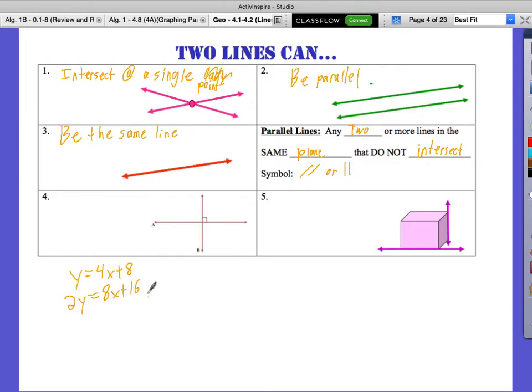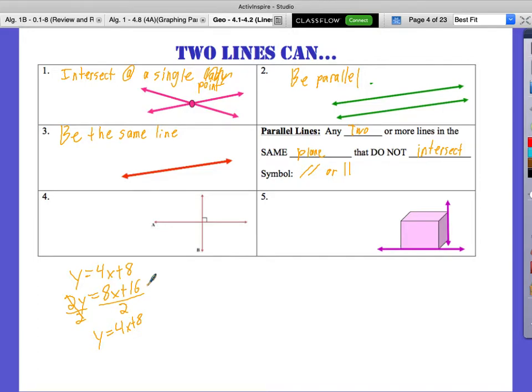Now, at first glance, those look different, right? Yep. Okay? But if we take this second equation and we divide both sides by 2, and we know by the rules of mathematics that if we divide both sides by 2, we're still okay. And you could get y equals 4x plus 8. So it's really the same. It just kind of disguises itself at first. So that's how they're the same but different. Yeah, great question.